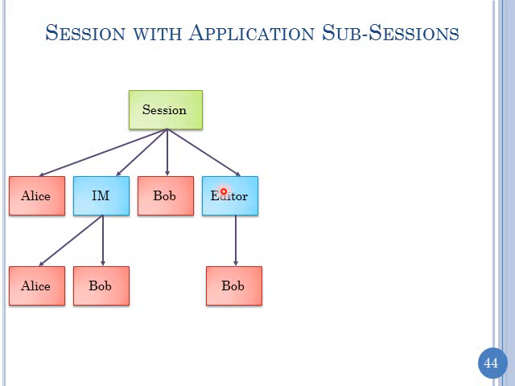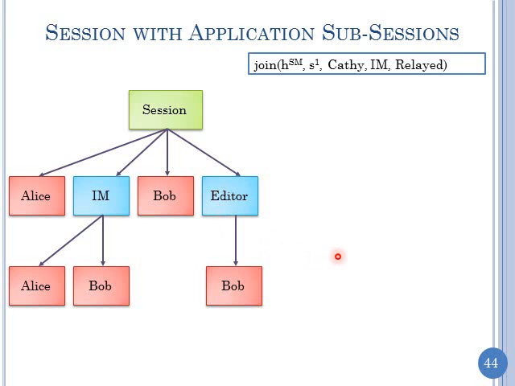Okay, and that's important because if it's relaying information, it has to relay information only to the users of a subsession. Okay, so if an IM application generates some data, it should only be sent to all the other IM users, not to the editor. Okay, so that's the reason it has to have this information.